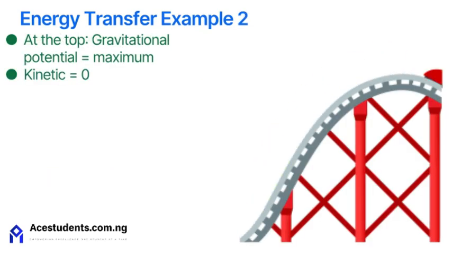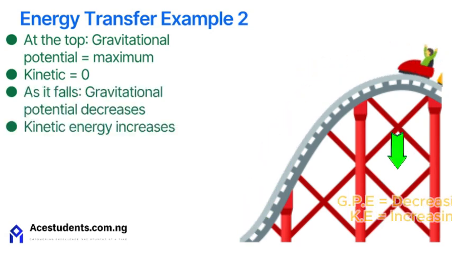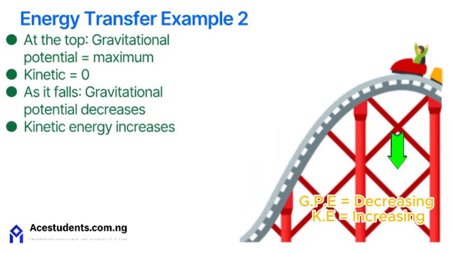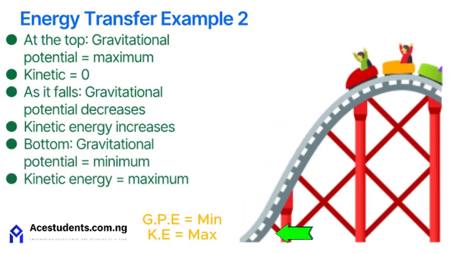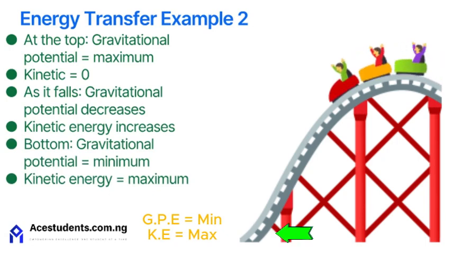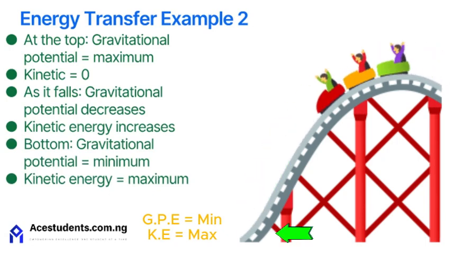At the top of a roller coaster, the car has maximum gravitational potential energy and no kinetic energy. As the car descends, its gravitational potential energy decreases while kinetic energy increases. At the bottom of the hill, the gravitational energy is at its lowest. The kinetic energy is now at its highest.